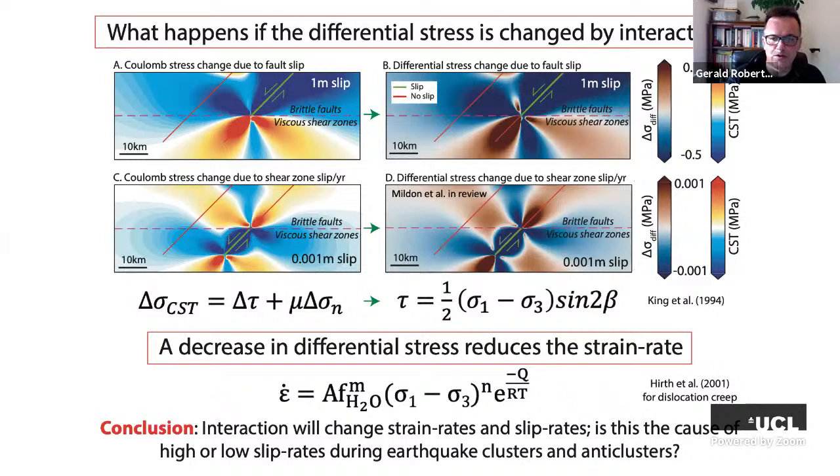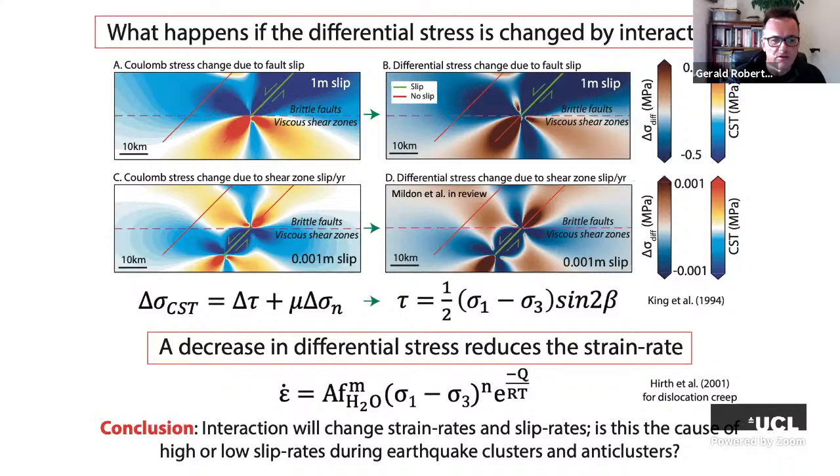For a shear zone with 1 millimeter per year slip rate, in 1,000 years you're going to get 1 MPa differential stress change. So that's 10 bars, so it's huge.